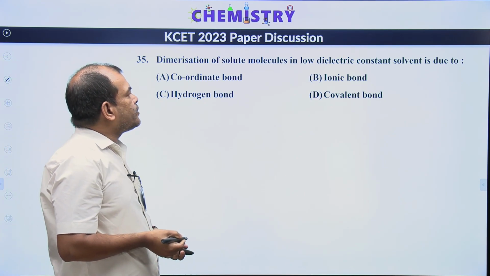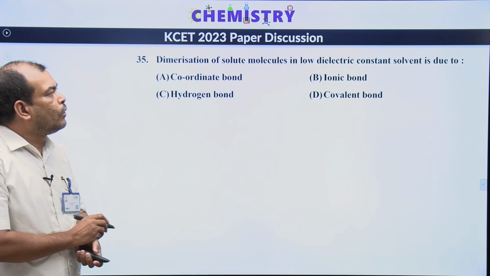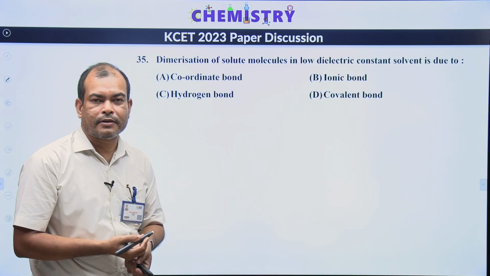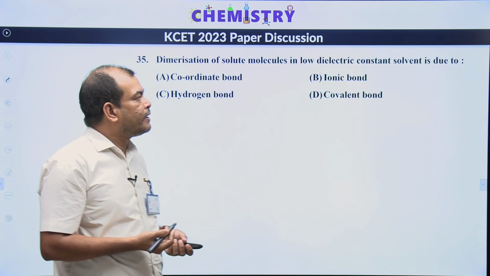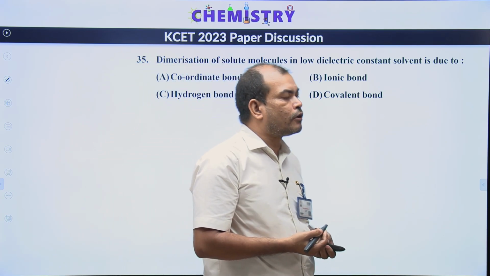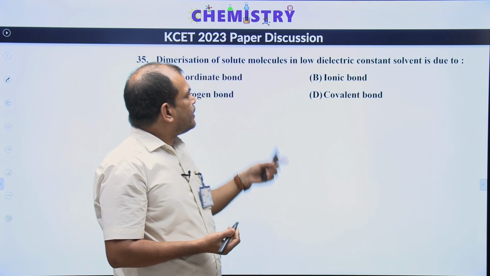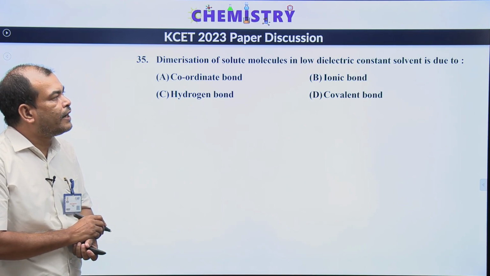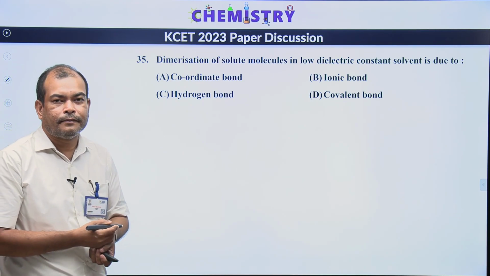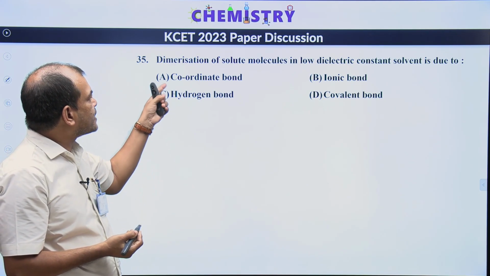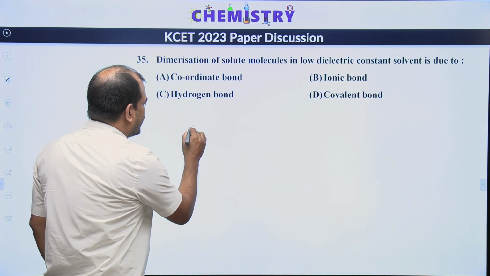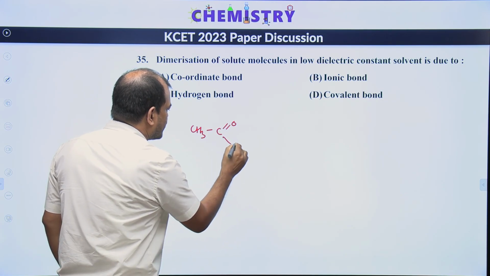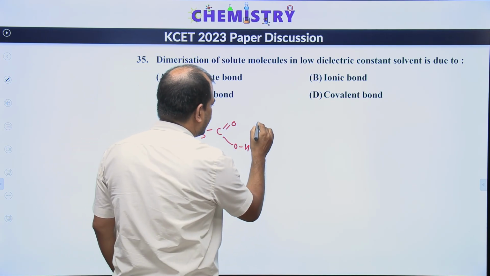Now, the dimerization of the solute molecule in a low dielectric constant solvent is due to... That is again a theoretical concept. Now, if it is a theoretical concept, then how will we solve it? See, in this problem you can relate to some of the molecules. If you relate to some molecules, it will become easy. The best example to explain this, which is also given in the NCERT book, is the dimerization of acetic acid.